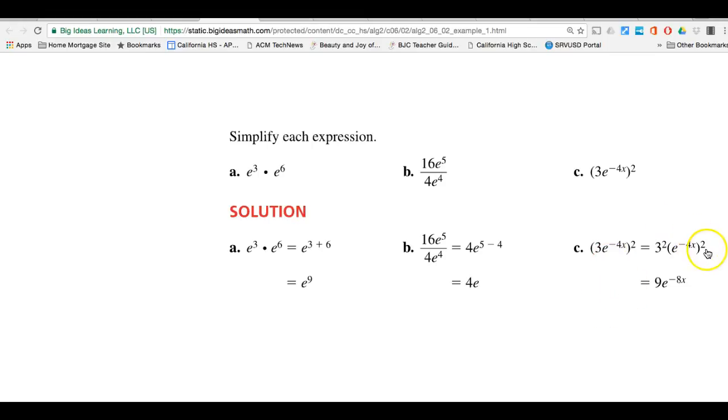What we can do from here is now distribute this 2 into here. So now we get 9 times e to the negative 8x. 2 times negative 4x just gives us negative 8x. So all we've done is factor out the constant portion, the rational portion, and we've left the irrational component together. That's all we're trying to do in each of these problems, is get the irrational and rational parts separated from each other. Okay, so again, factor out whatever you can that's rational and leave whatever's irrational by itself.